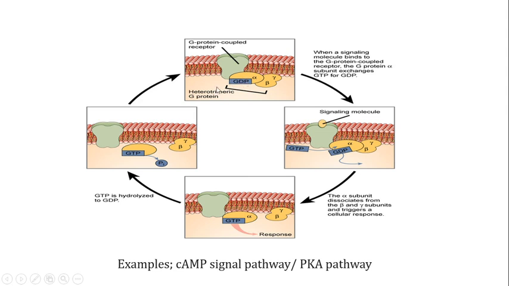One of the important signaling pathways that follows the G protein-coupled receptor and the G protein is known as the protein kinase A pathway, which is also known as the cyclic AMP signaling pathway. I'll be having a detailed video on the protein kinase A and the cyclic AMP signaling pathway, how that is controlled by the G protein-coupled receptor and the action of the G protein.